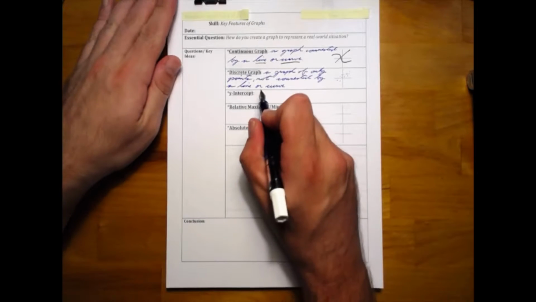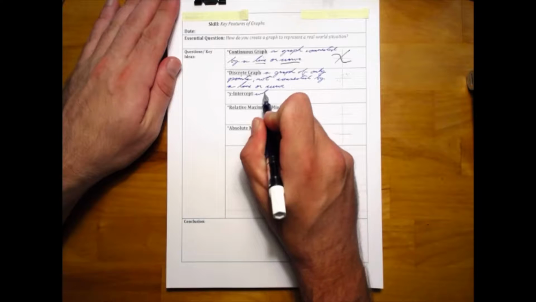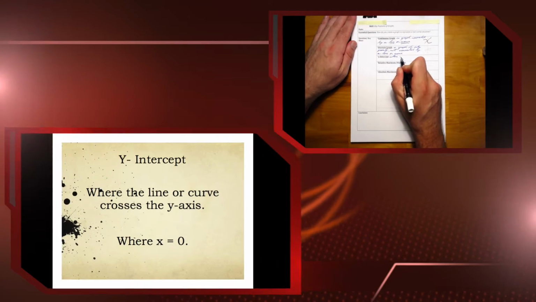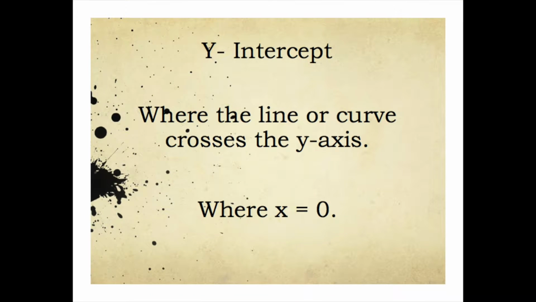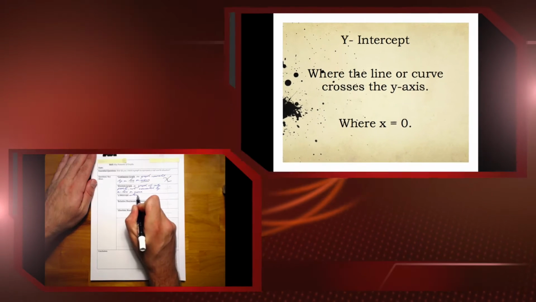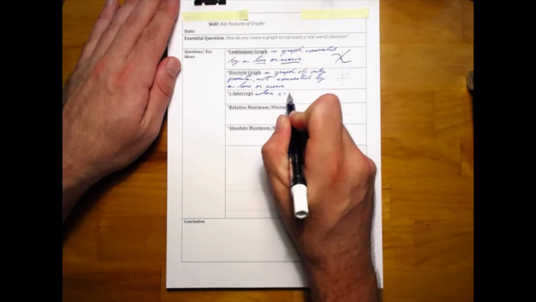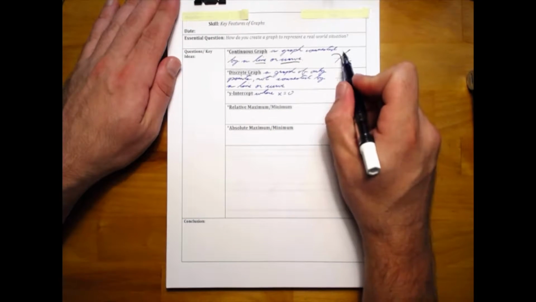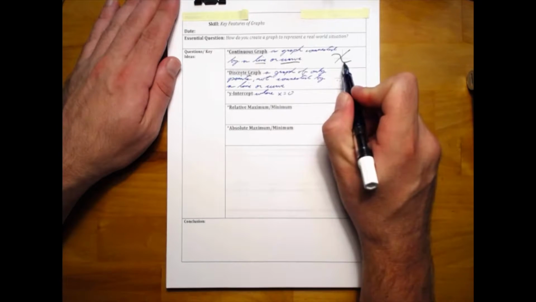Now on the graph, we can see that lines or curves will cross the y-axis. This is known as the y-intercept. An easier way to think of a y-intercept is where x equals 0, as that's the location on the number line that is the x-axis.